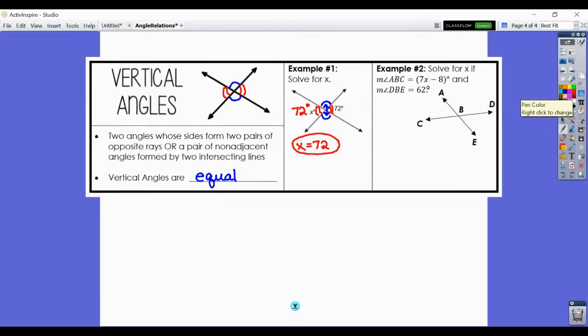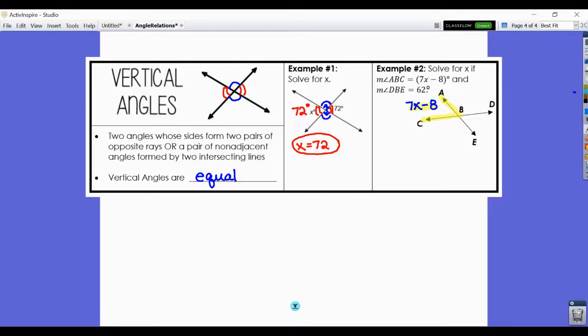Okay, for the next problem, example 2, we have to solve for x if the measure of angle ABC equals 7x minus 8 and the measure of angle DBE equals 62 degrees. So I'm going to go ahead and label those in my diagram. So ABC is going to be this angle right here because I follow the letters. A from B to C, it's going to be the angle in here. Because I know it as 7x minus 8, I'm going to write it as that. It's not just a whole number, but it's an expression that I know is ABC right now.